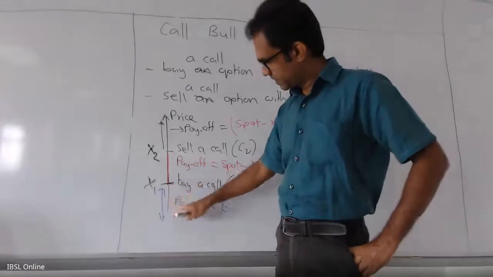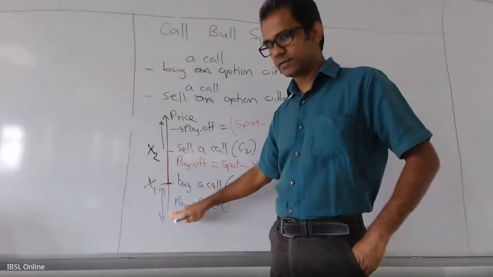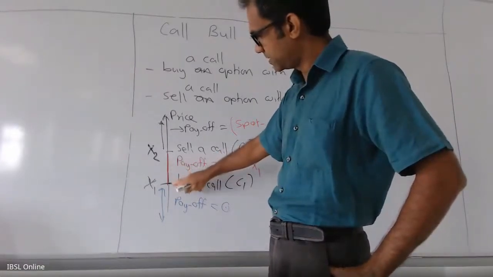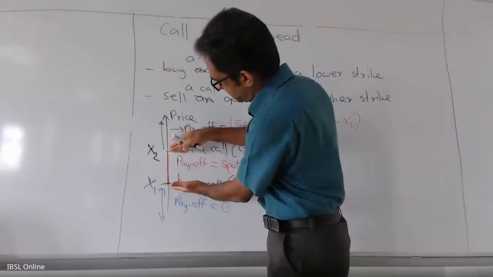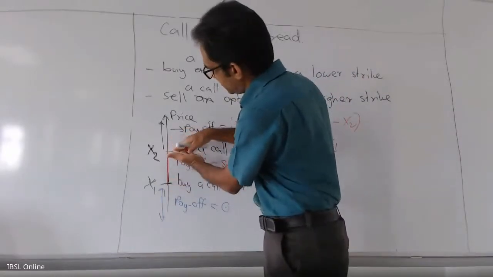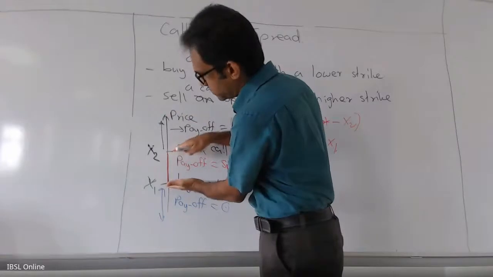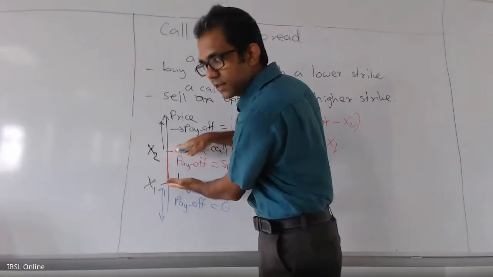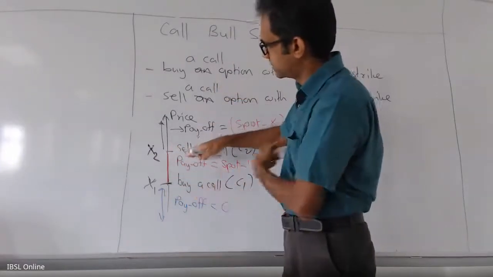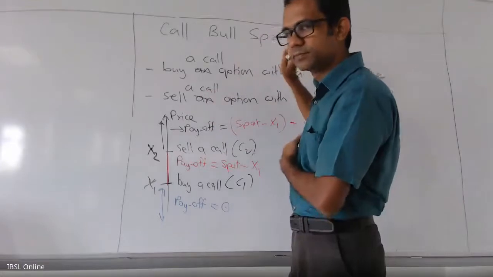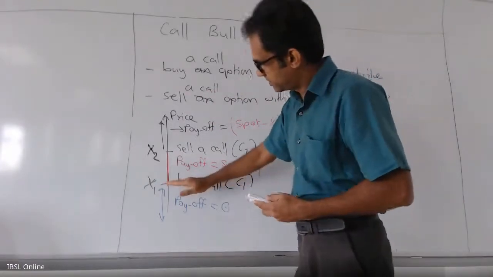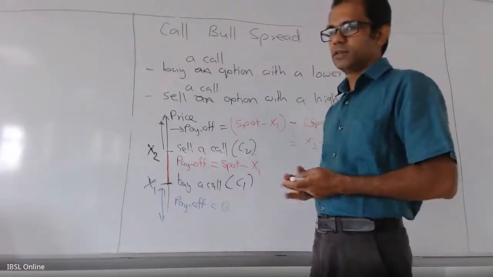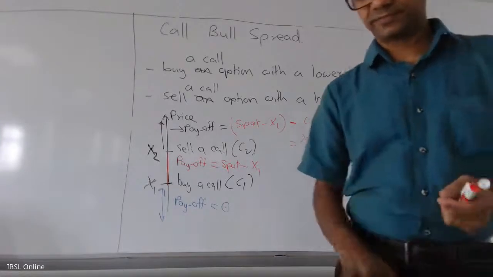That means, in summary, when you buy a call bull spread, you won't get anything when the price remains below x1. You will get the difference between market price and x1 whenever the price remains in between these two. If the price goes beyond that, still you will get this difference. So your profit is limited to x2 minus x1, wherever the price goes up. But if the price remains below x1, you won't get any. Is it clear?